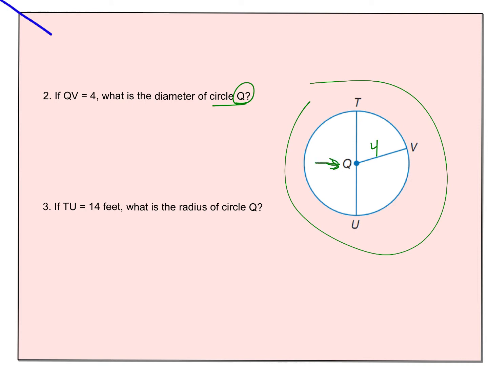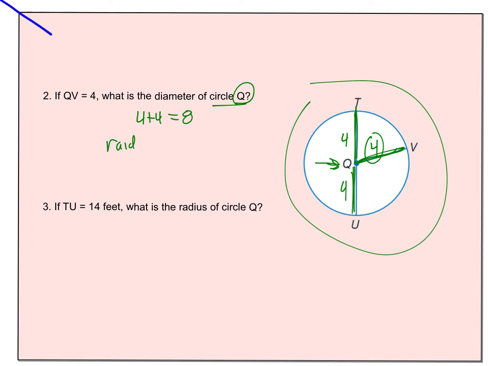Now if QV is 4, radius is always going to be half of the diameter. So this is my radius. A radius never changes distance. So if this is 4, this length is 4, which makes this length also 4. So I'm going to add those two together and simply get 8, okay?